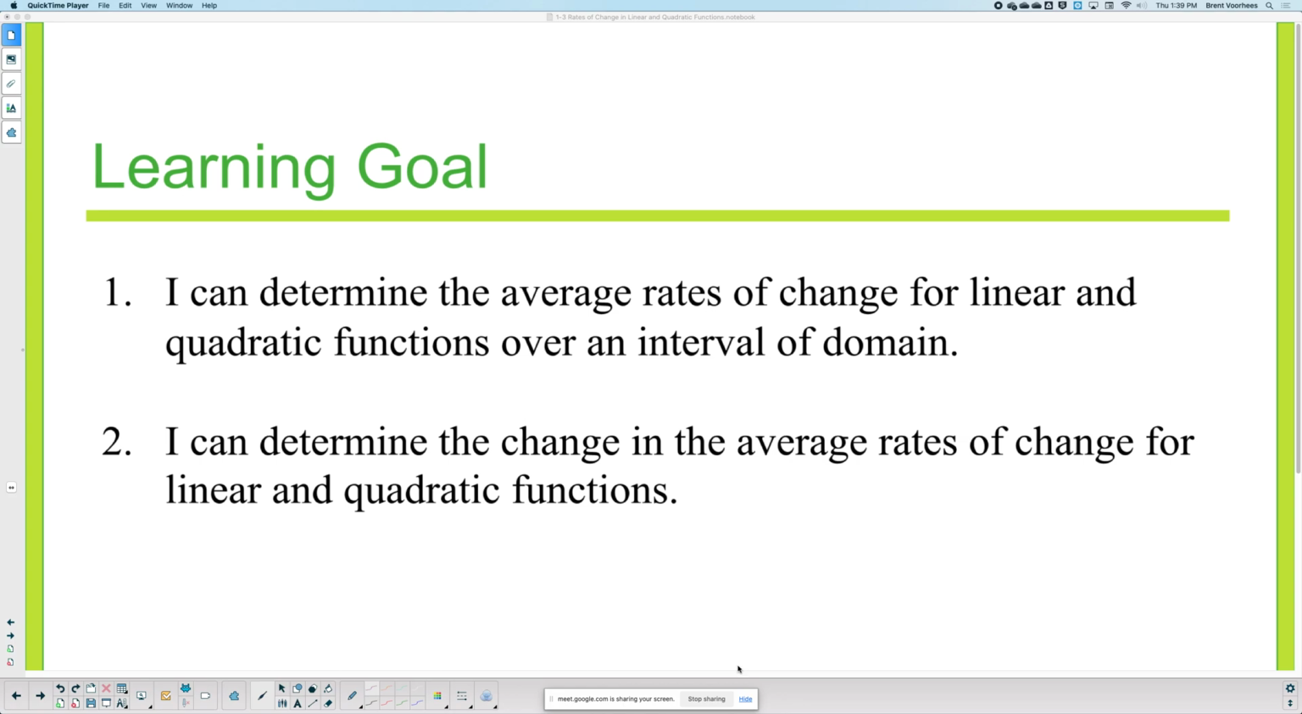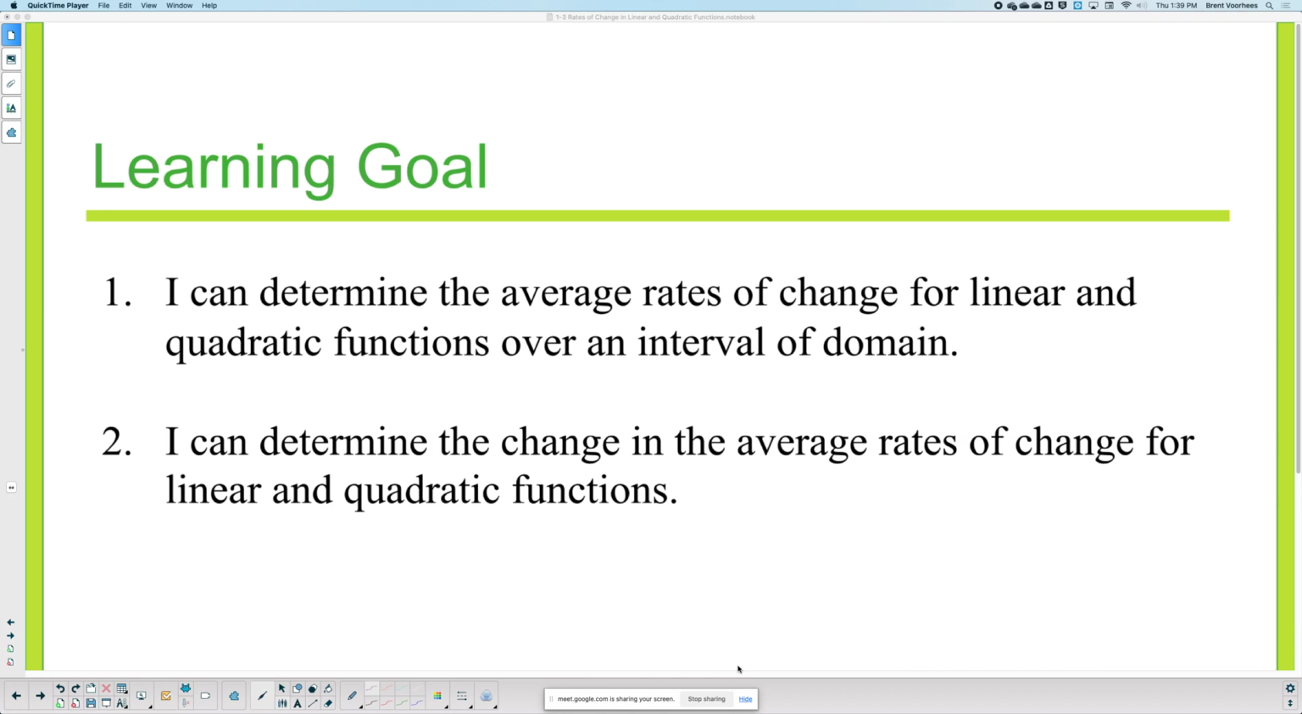Our learning goal for today, we have 2 of them, is that we can determine the average rate of change for linear and quadratic functions over an interval of domain. So today we're doing average rate of change again, but we're going to really focus on linear versus quadratic and the difference in those. And secondly, I can determine the change in the average rates of change.